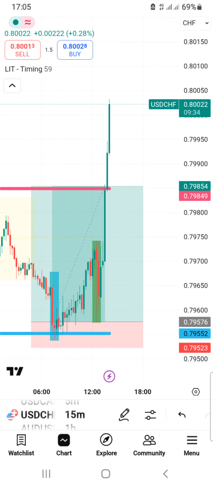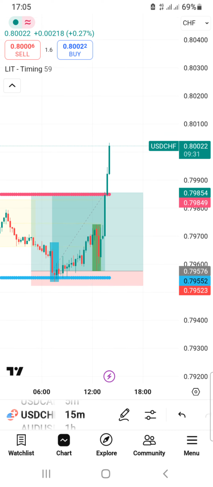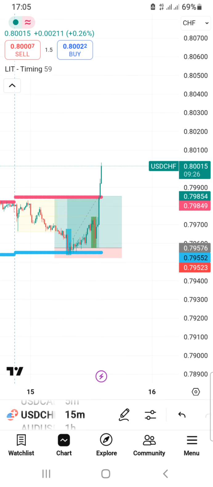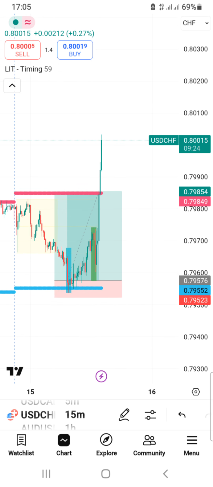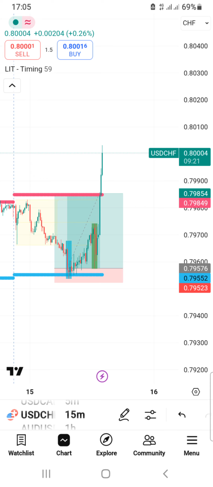These are a very good movement of price. We won't see this any time soon again. It was a very good trade on the USD CHF.